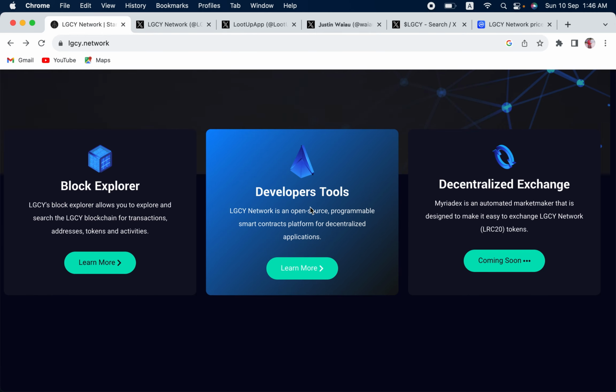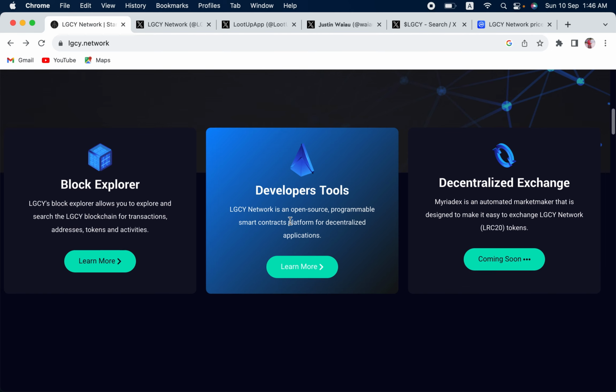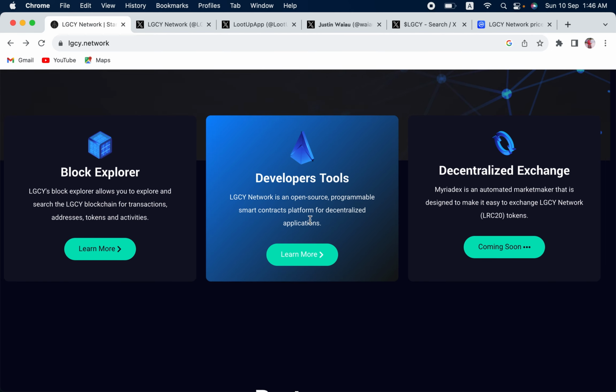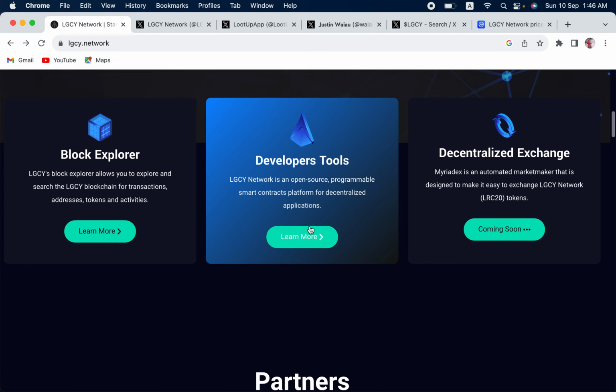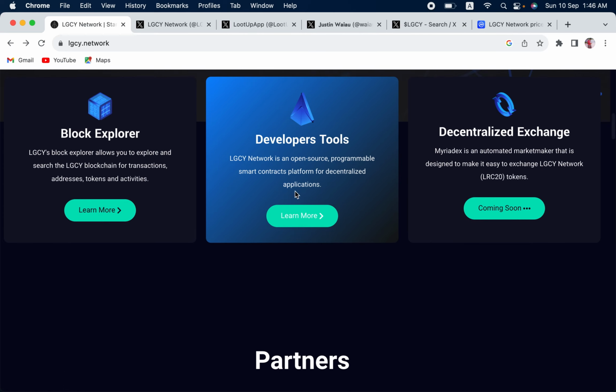activities. Developer tools. LGCY Network is an open source programmable smart contracts platform for decentralized applications. Okay, so developers are able to build upon this blockchain and build apps. It has its own decentralized exchange known as Myriadex. Myriadex is an automated market maker that is designed to make it easy to exchange Lgcy Network LRC 20 tokens.